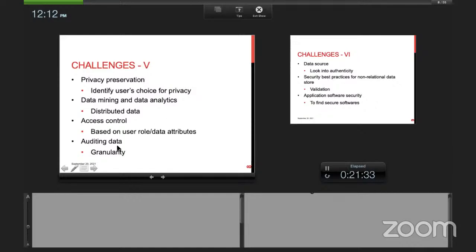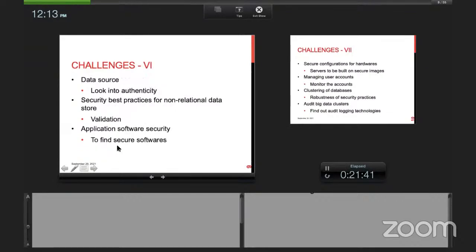And the auditing of data, the granularity, that means to what level you want the data to be auditable, or say, speaking up that yes, this is a good one, this is a bad one, or something like that. And what are you considering to be your fine line of difference?